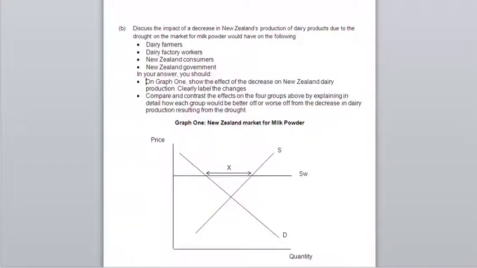Now, some of you will recall it asks you to consider a decrease in the production of dairy products as a result of the drought. First of all, you had to show the effect of that on the supply and demand illustration, and then talk about the impact on dairy farmers, factory workers, New Zealand consumers, and the New Zealand government. So I thought what I'd do is quickly run through the key parts of this question and see if we can come up with an answer that makes a bit of sense.